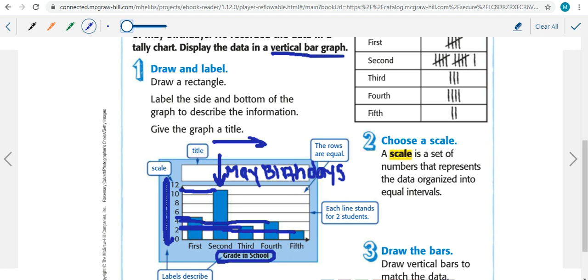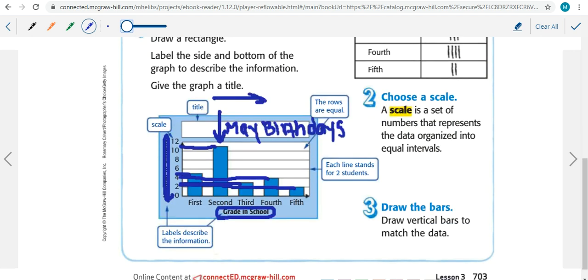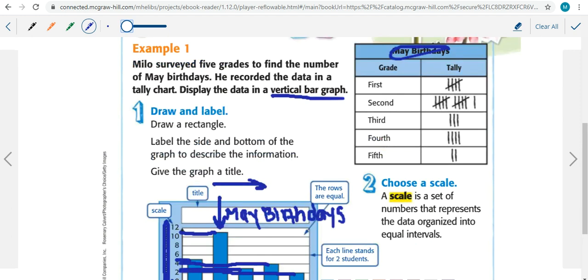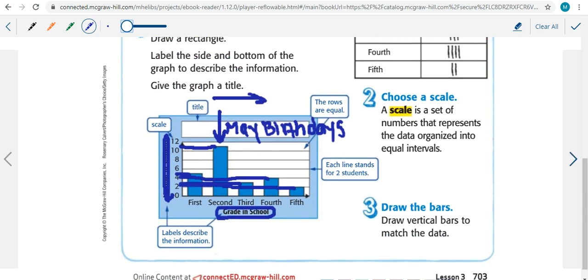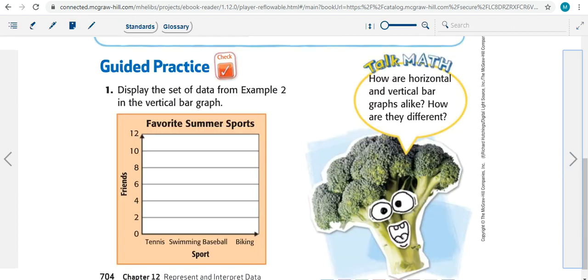A scale is a set of numbers that represents the data organized into equal intervals. Now, after you have the information, you have to draw the bars, okay? Turn your page, please.